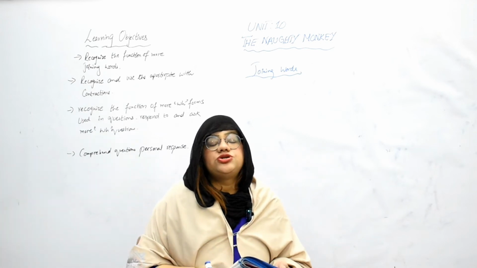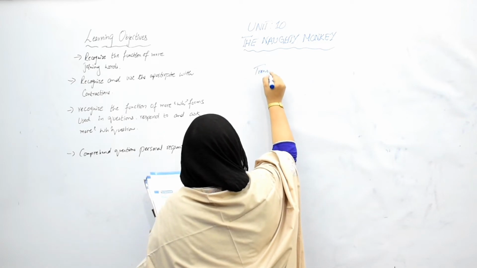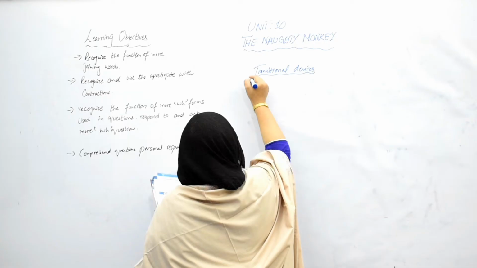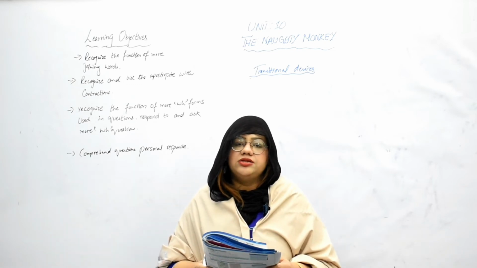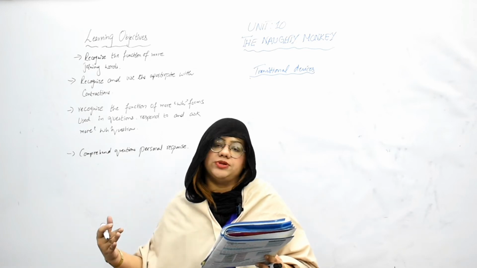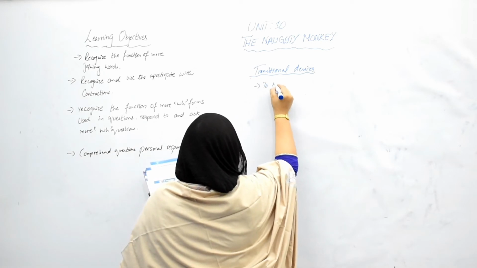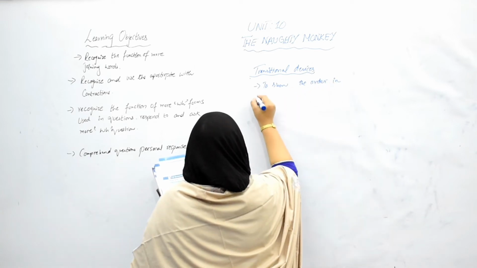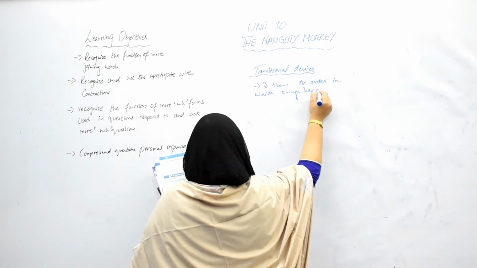Now move towards transitional devices. There is another part that is called transitional devices. Have you ever heard about transitional devices? Transitional devices are the connectors. They show the order in which things happen. What are these? To show the order in which things happen.